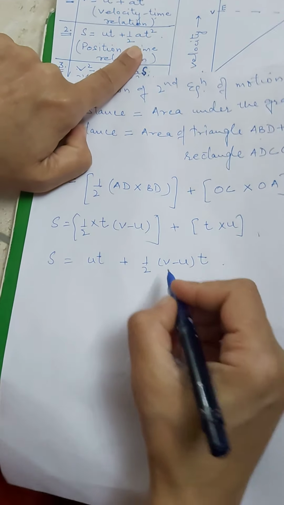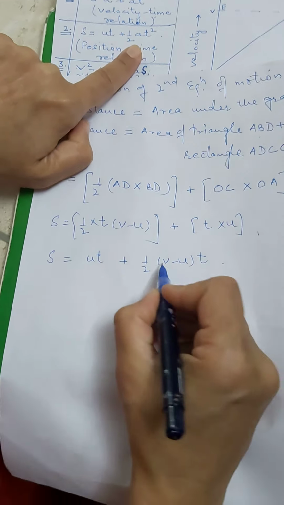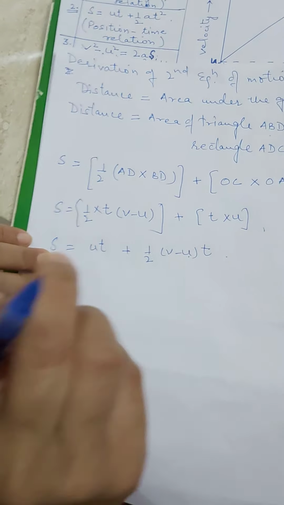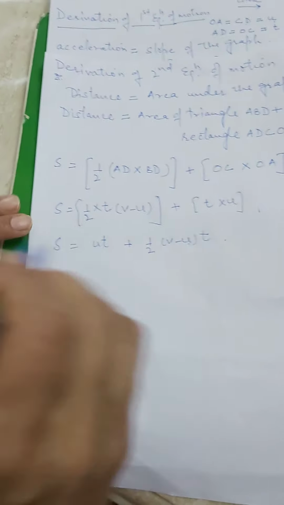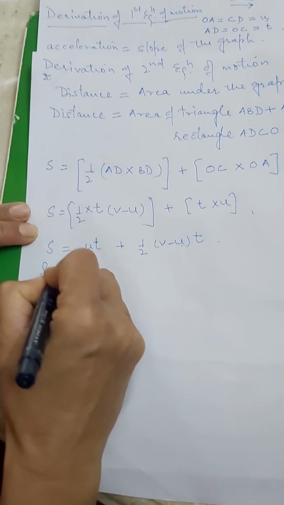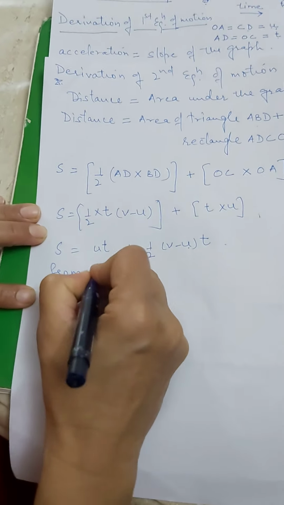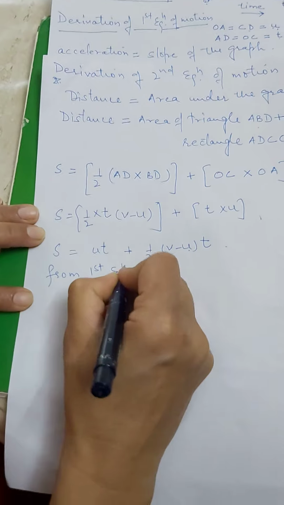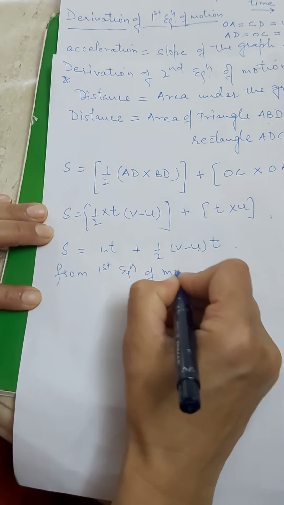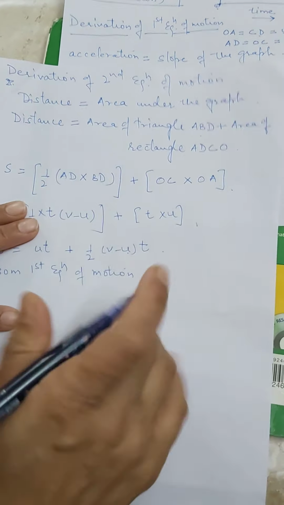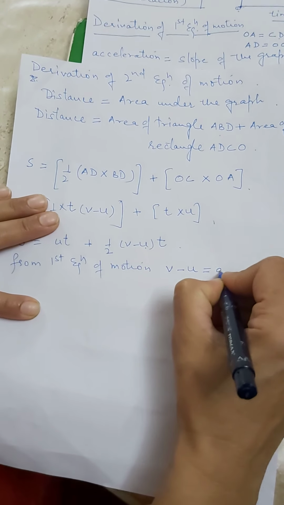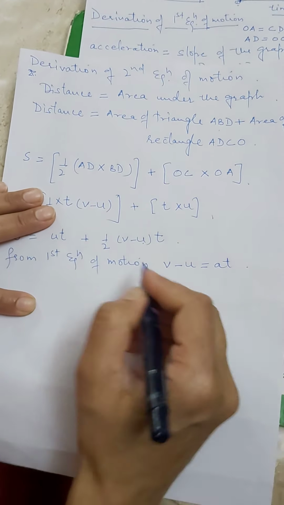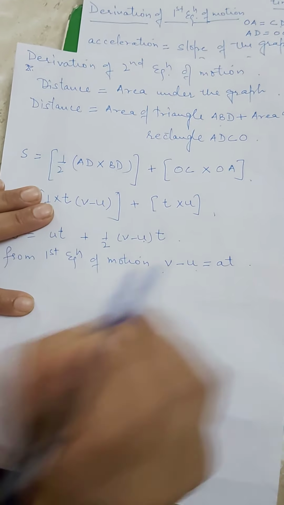So we don't need v minus u. We have to eliminate this v minus u, and one t should also be there. So how to eliminate this portion? By using the first equation. From the first equation of motion, v minus u is equal to at. Can we write v minus u is equal to at?